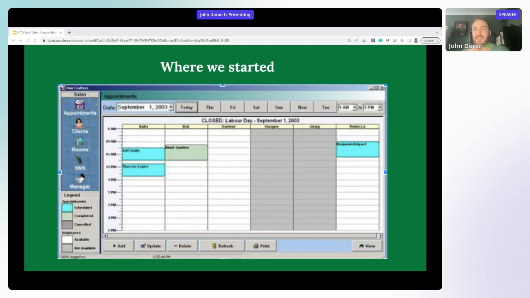Started off over 18 years ago with this beautiful Delphi application, the world's first salon software. I will claim that is our story, and we're going to stick to it. Over 18 years ago, did SMS, and was quite innovative at the time, I would say. That's not what the product looks like now.